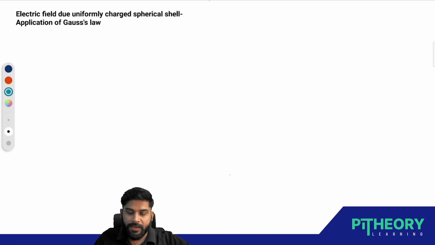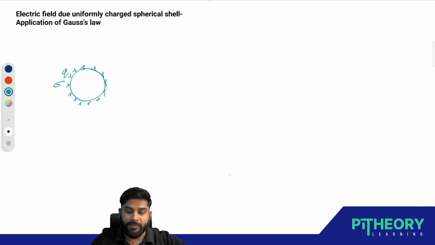Let's consider here a spherical shell. This is uniformly charged, suppose. Let's say it is uniformly positively charged. The total charge on it is suppose Q, and let's take the surface charge density to be sigma. Let's say the radius is capital R. First, let's consider the electric field due to it outside the spherical shell. Let's consider a point P, which is outside the spherical shell.